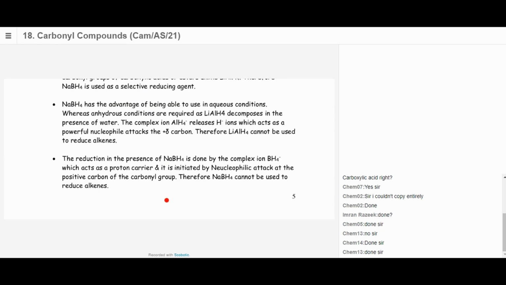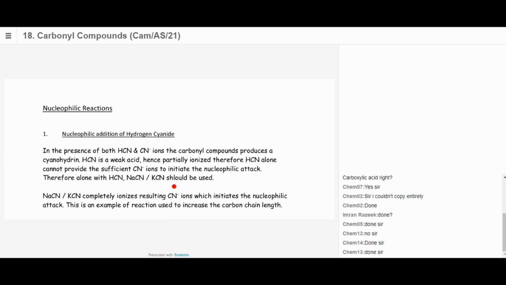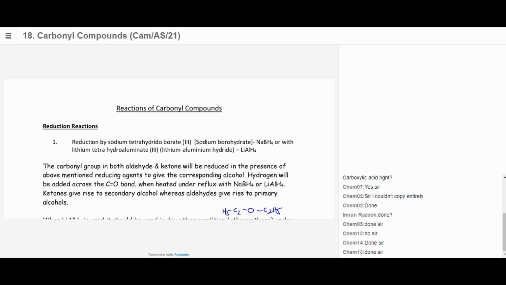Of course, hydrogen can be used to reduce alkenes as well as carbonyl compounds, but if you want to reduce alkenes, you cannot use sodium borohydride or lithium tetrahydroaluminate because these release hydride ions, and alkenes contain a loosely held pi electron cloud. Therefore, that welcomes only hydrogen ions. The hydride ion is already electron rich, so it will not get attracted towards the pi system of the alkenes.